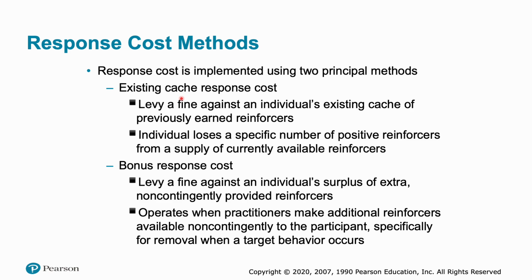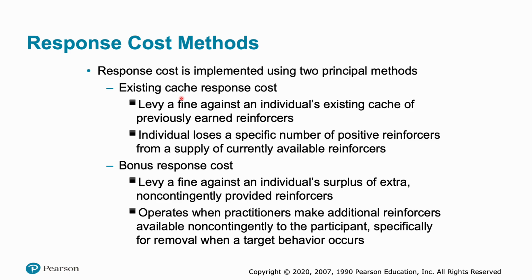Then we have bonus response cost. Bonus response cost is when an individual already has a specific amount of reinforcers, and that amount is not going to be touched. They'll still gain those reinforcers, but there's a bonus amount of reinforcers they can earn. Well, that's not true, actually. The amount that they earn is contingent on how many instances of problem behavior they engage in, basically.